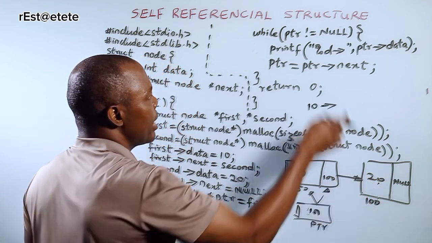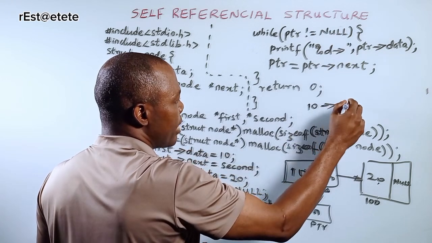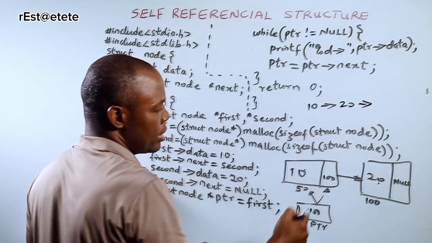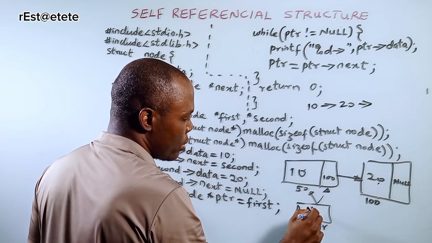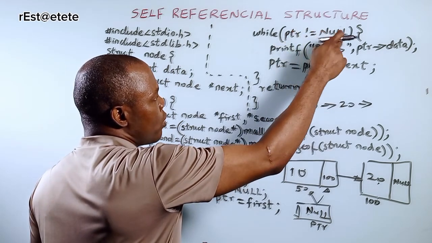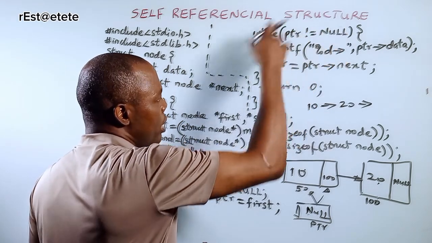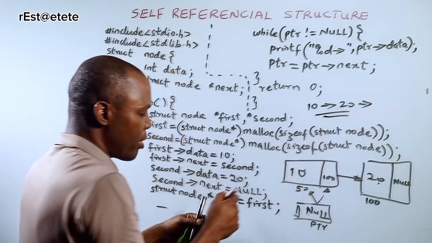So when it gets here, it will come in again and do PTR data, which will print out 20. Then PTR next will come in here and it will give you what? Null. So now it's checking PTR not equal to null. It's not true. It is now null. It will come out. So by then it has printed out 10, 20, and then an arrow like this on the screen.